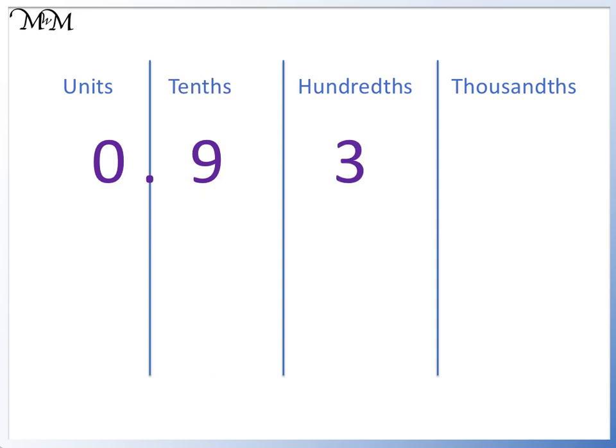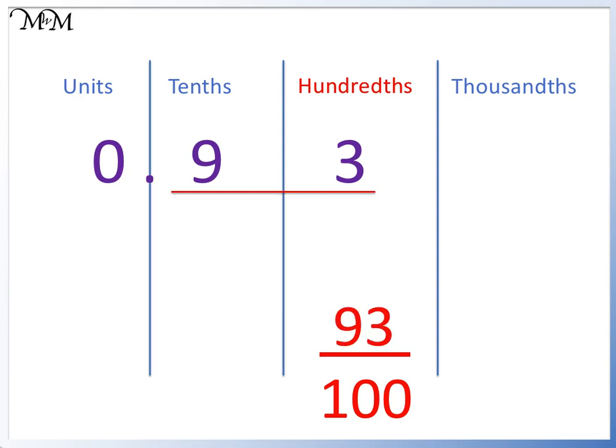Here's another example. 0.93. 0.93 finishes in the hundredths column. This means that 0.93 is a fraction out of 100. Now, starting from the decimal point, we can just read off the number, and we have 93. So our fraction is 93 hundredths.